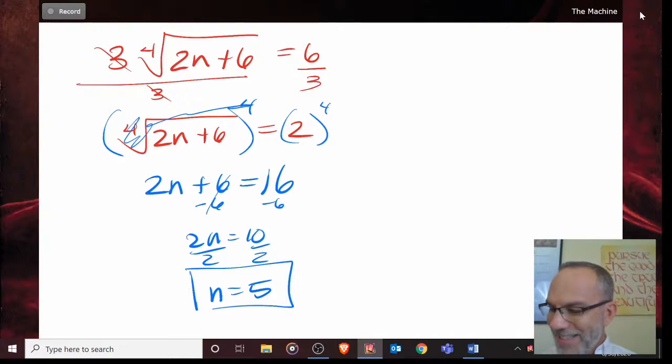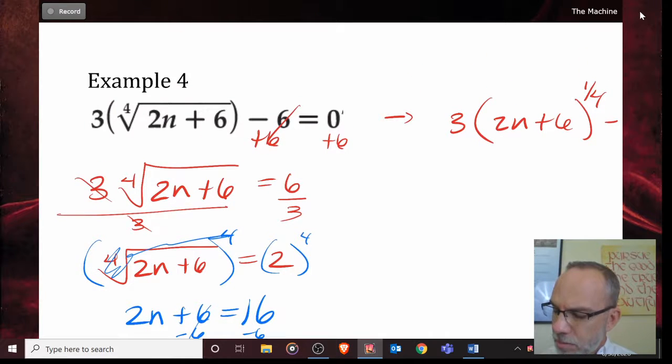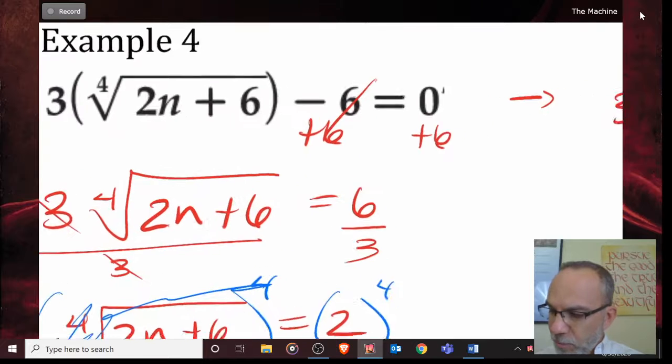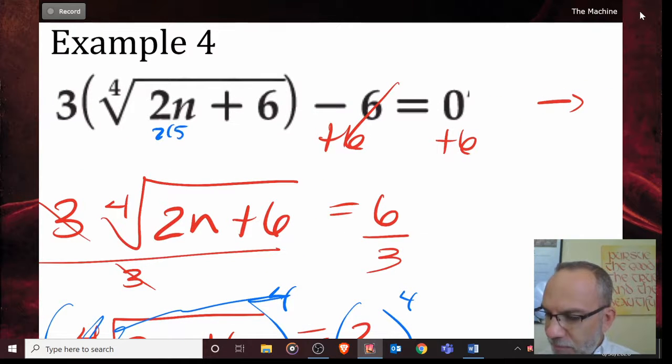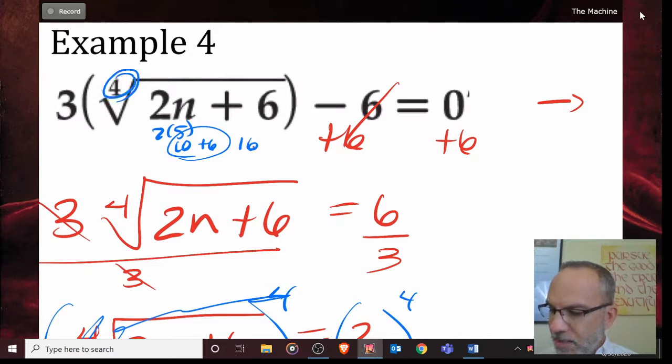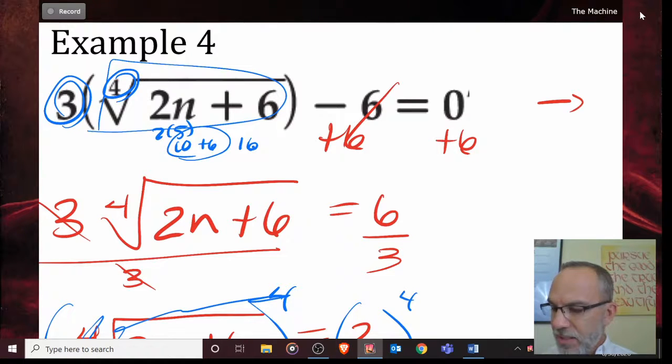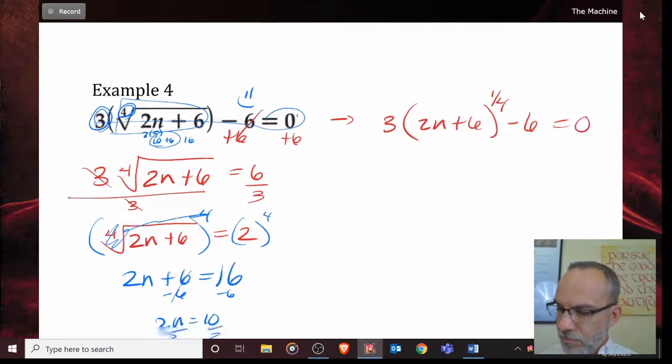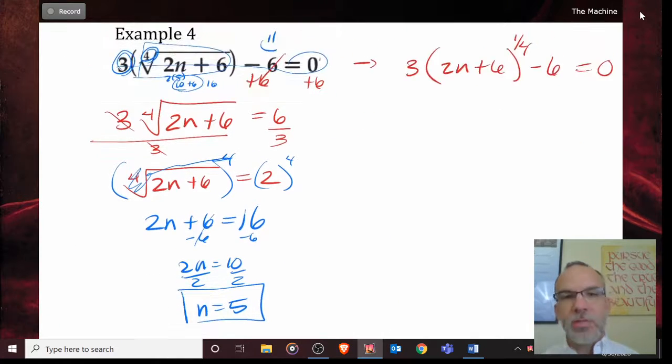Is it? Let me see if I can do this real fast. 2 times 5, that's going to be 10. 10 plus 6 is 16. What is the fourth root of 16? 2. What's now 3 times this whole thing, which is 2? That's 6. Is 6 minus 6 0? Okay, I think it works. Yep, time for exercises.